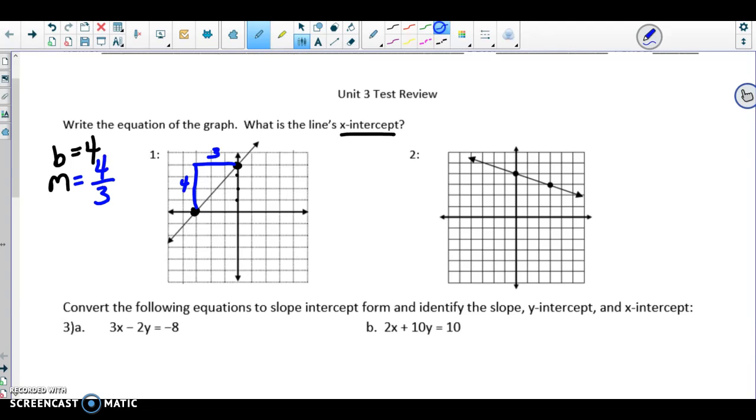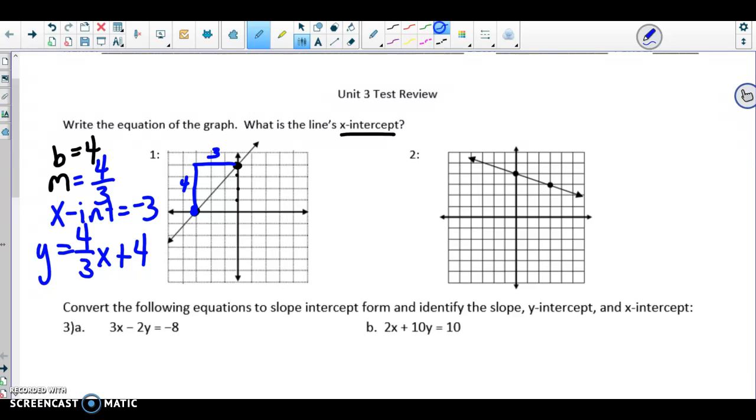And so my x-intercept, real easy to see, it's just this one right here. So my x-intercept equals -3. My equation, once I have my slope and y-intercept, I can write that. So y equals 4/3 x plus 4. And that would be my equation.